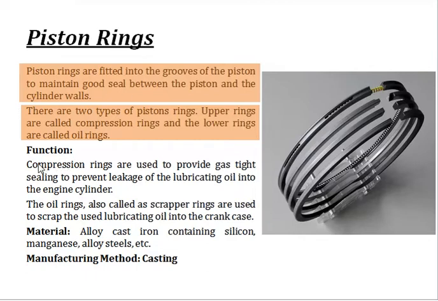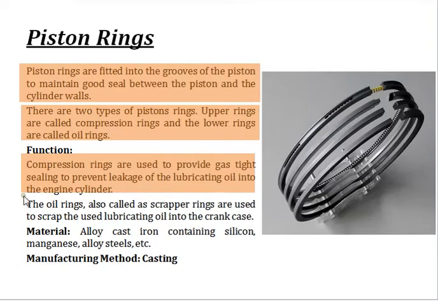Now what is the function? The compression ring is used to provide a gas tight sealing and to prevent leakage of the lubricating oil into the cylinder. So the function of the compression rings is that it acts as an airtight seal, so that the oil does not enter the combustion chamber, whereas the burnt gases or the combustion gases do not enter the crankcase. So that is the main function.